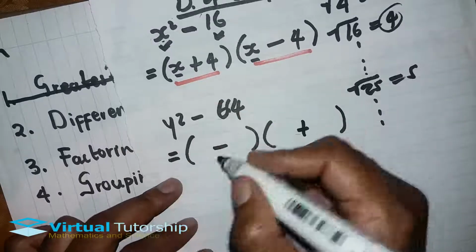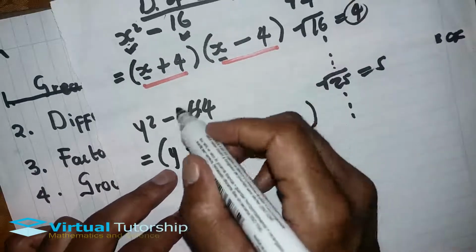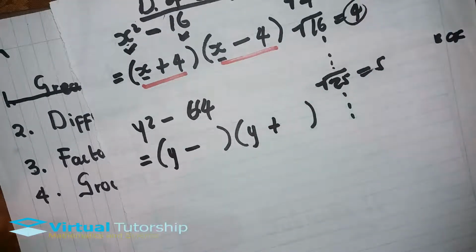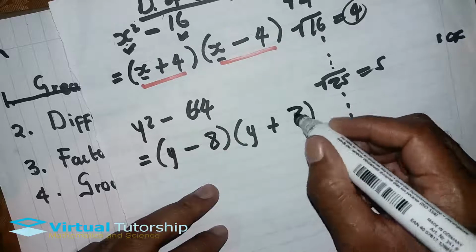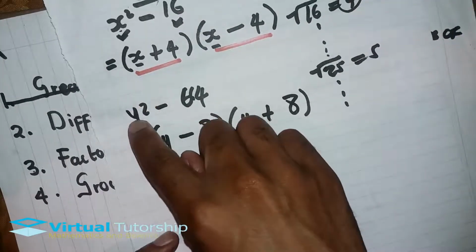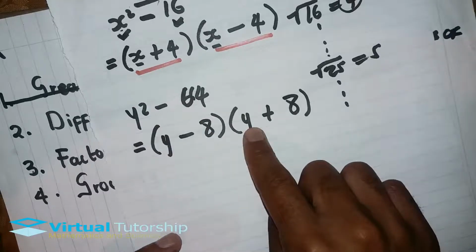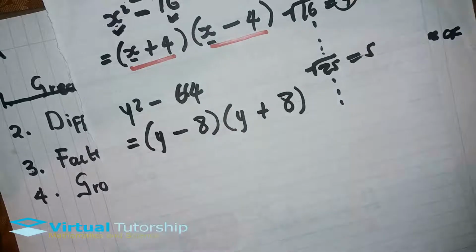What's the square root of y squared? It's y, ne? What's the square root of 64? Oh my god, it must be 8. Yes, it's 8. So it's 8 and 8, ne? Square root of y squared, it's y and y, and then the square root of 64, it's 8. So isolvile kanjalo, okay, ne?